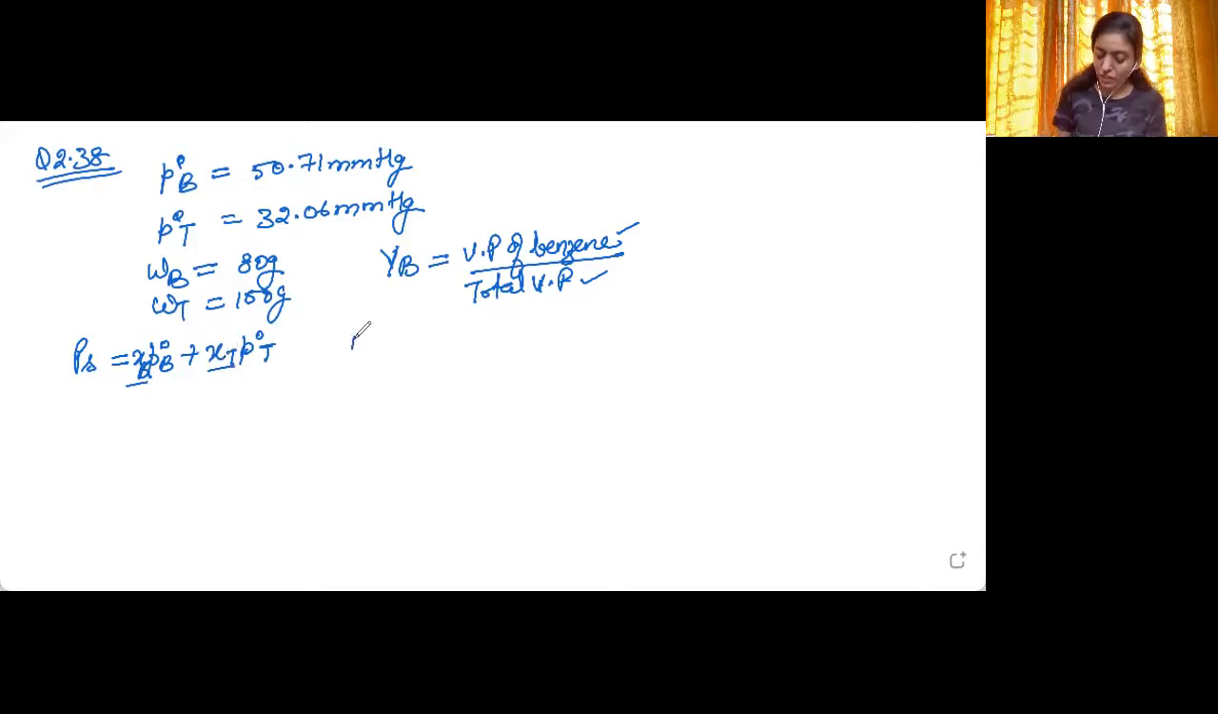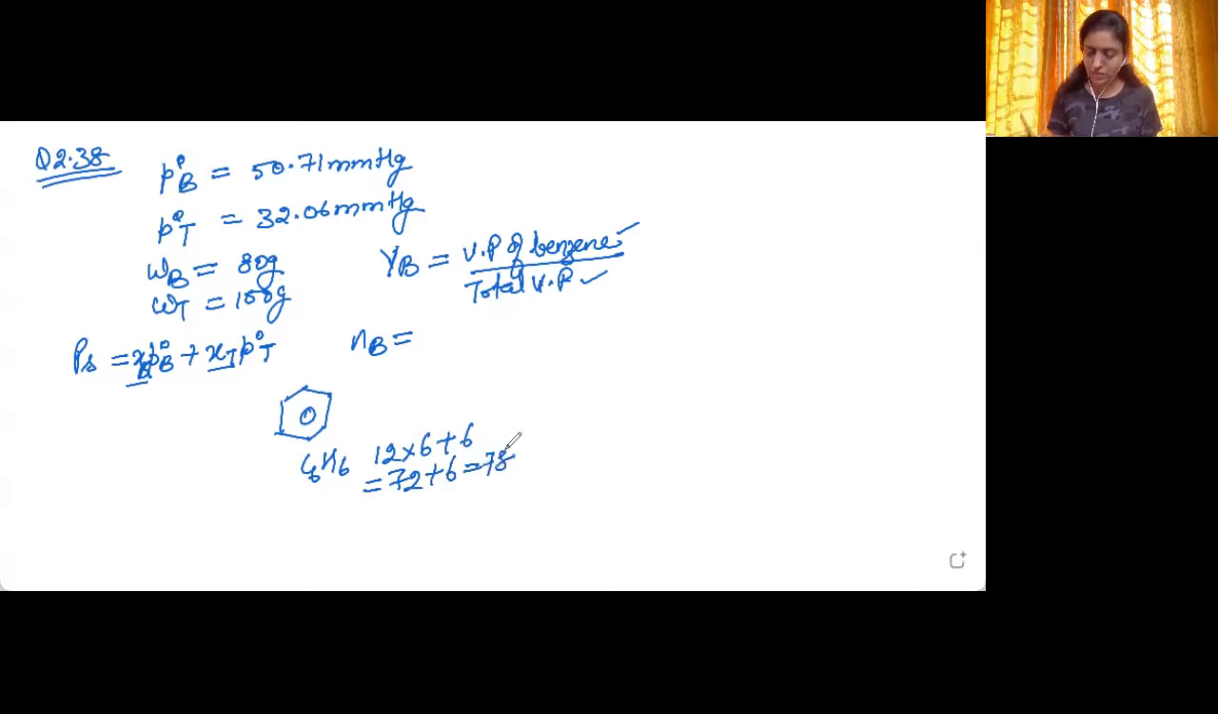Now for that we need to know the number of moles of benzene. Benzene is C6H6. 12 multiplied by 6 plus 6: 12 multiplied by 6 is 72, plus 6, 78. So this is the molar mass. So I can just write 80 upon 78. 80 divided by 78 is coming out to be equal to 1.025.